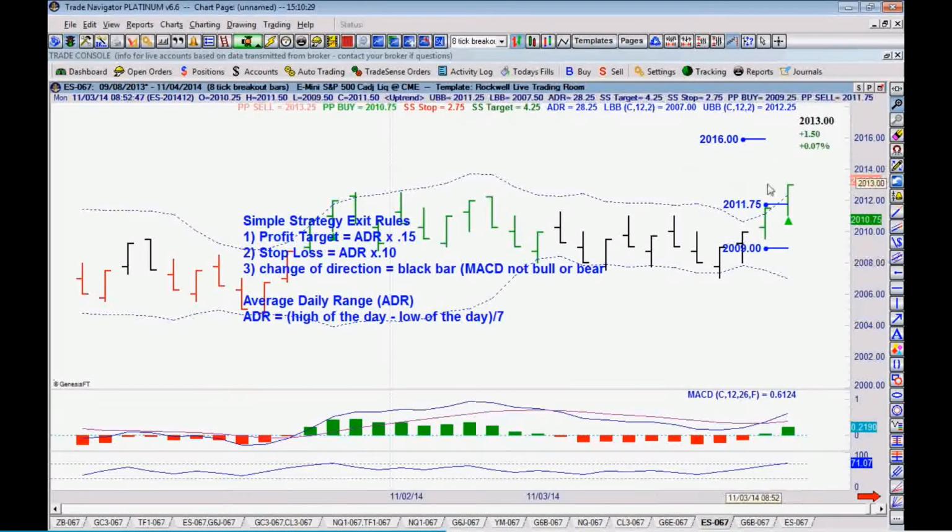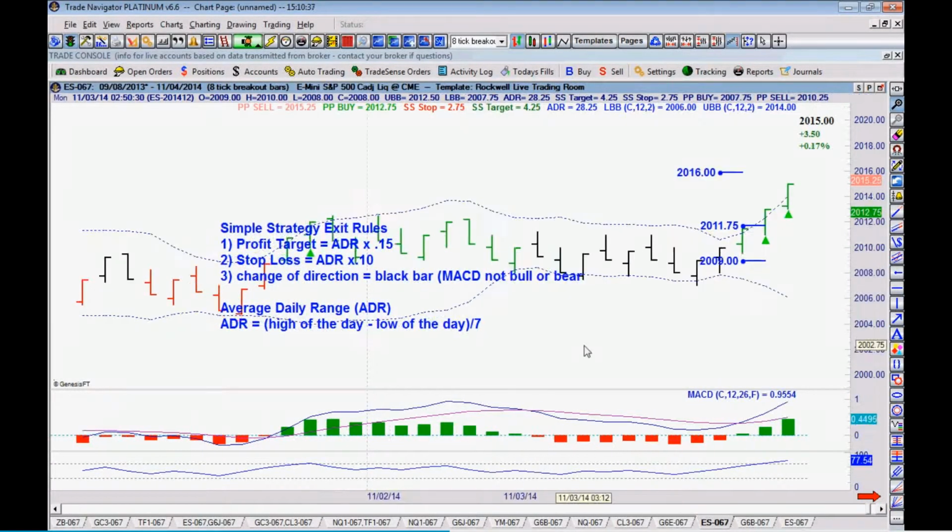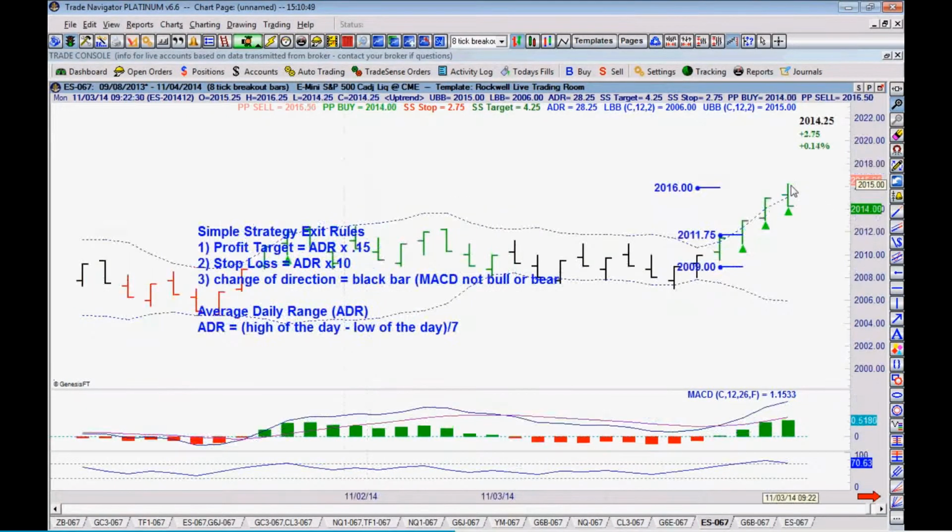So we have a target, we have a stop loss, and the third reason to get out of the trade is because of a black bar, which is just simply telling us that MACD is no longer confirming the trend. Here with an entry at 2011.75, we see our profit target, we see our stop loss. The market's trading at 2015. And on this bar, we get as high as 2016.25, one tick above our exit.